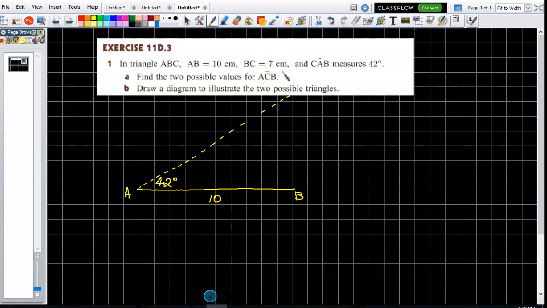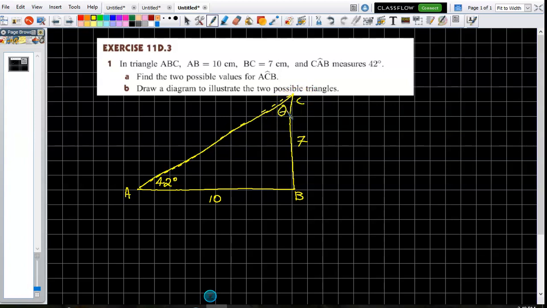Now this is where we can have multiple possible solutions, and we don't know what they are yet. So I'm going to just draw it going, what if it went all the way here, and so that is 7 centimeters. Do we know anything else? Got 42, got 10, got 7. Find the 2 possible values for ACB. So I need to find this angle here.